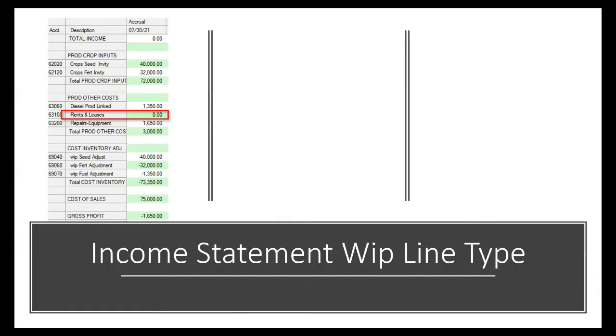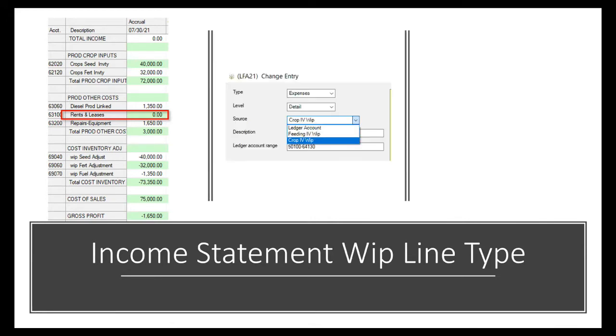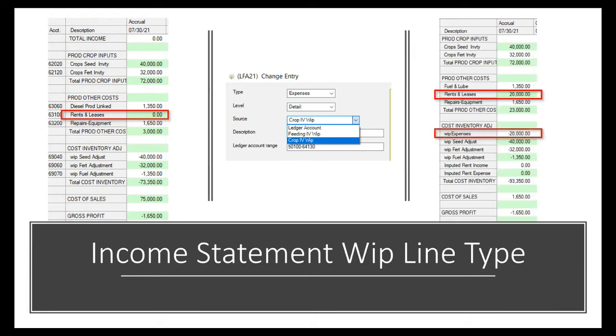So that was one of the first. This is long ago that I experienced this. Working with the programmer, we came up with a WIP line adjustment. Basically, this type of adjustment rolls anything with inventory change into the minus 20,000 for WIP expenses, but it also places it up as rent expense.